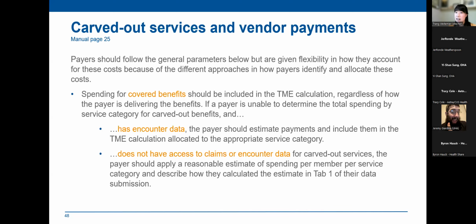Or if you don't have access to claims or encounter data, you could estimate using a reasonable estimate of spending per member per service. And as long as you detail to us how you did that estimation in that tab 1 cover page. This might entail you looking at the population you do see and kind of making an estimation based on that. I know we've done that. Next slide.